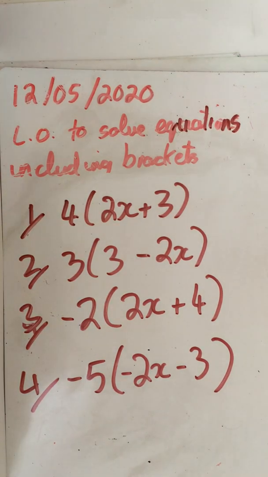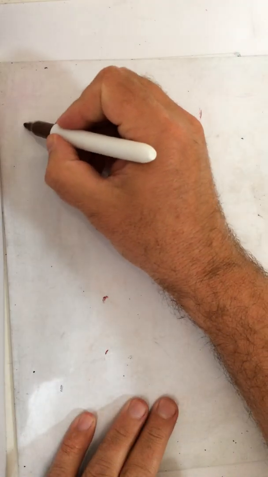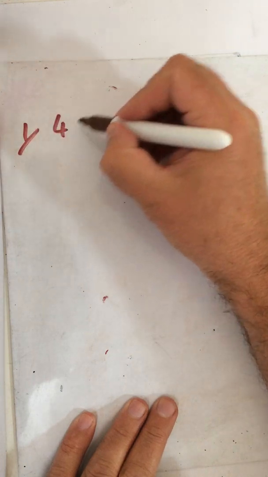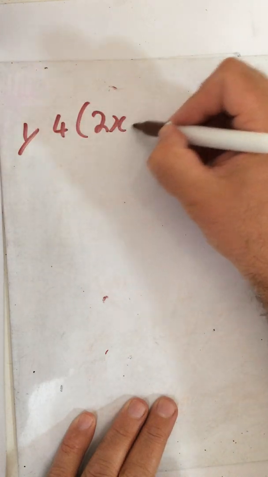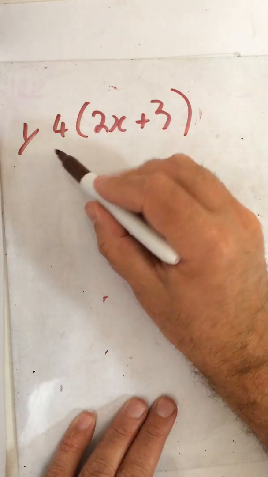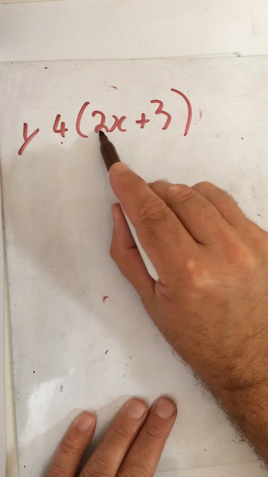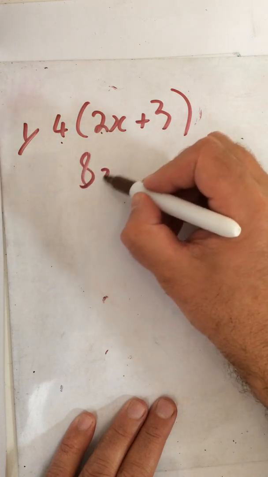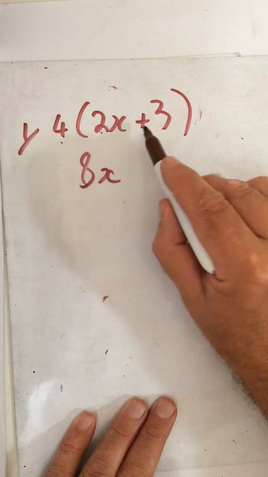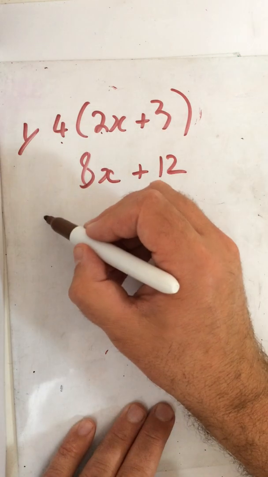Oh, right, okay. Let's have a go at those, please. So we go. Question one. We've got 4, and then we've got 2x plus 3. Remember, multiply the number outside. So 4 times 2x, 8x. 4 times 3 is a positive 12. There we go for the first one.